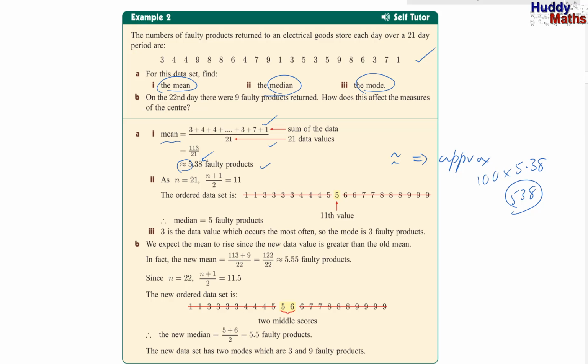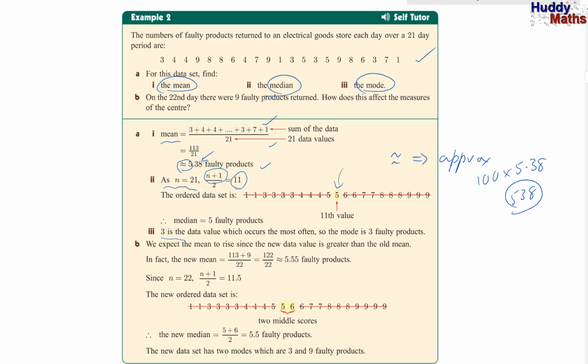All right, so here, let's have a look now at the median. There are 21 scores there. 21 plus 1 is 22. You want the 11th score. So you put them in order, and the 11th score is 5. Okay, so you've got a mean of 5.38 and a median of 5. Not much difference because this isn't a skewed distribution as such. It's fairly symmetrical.